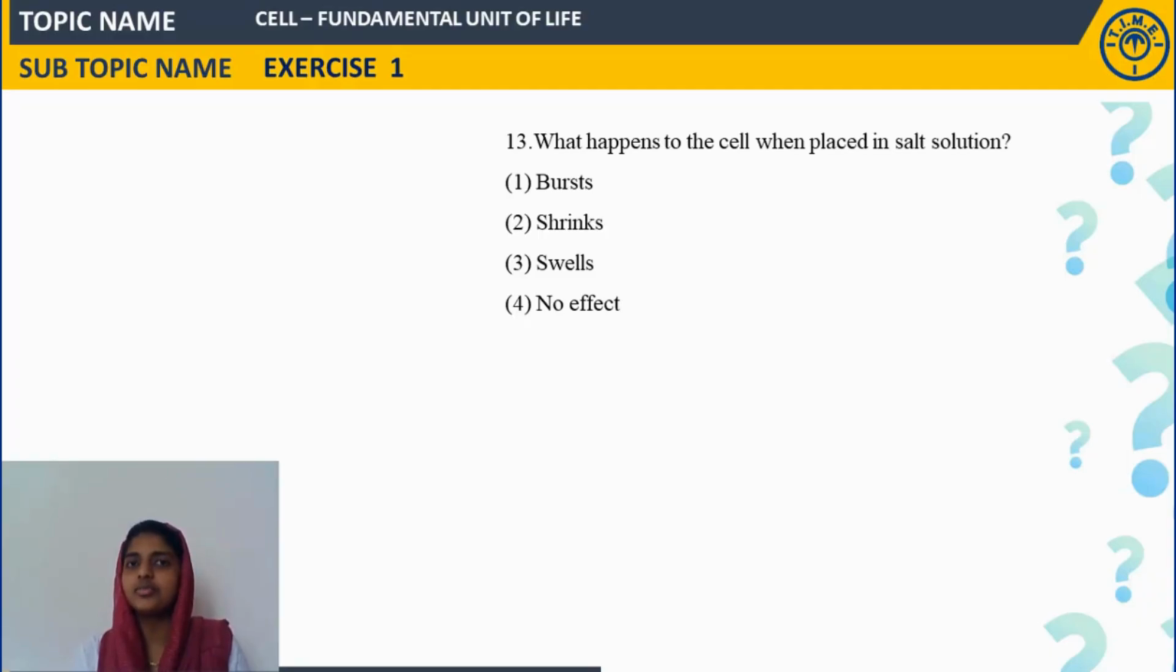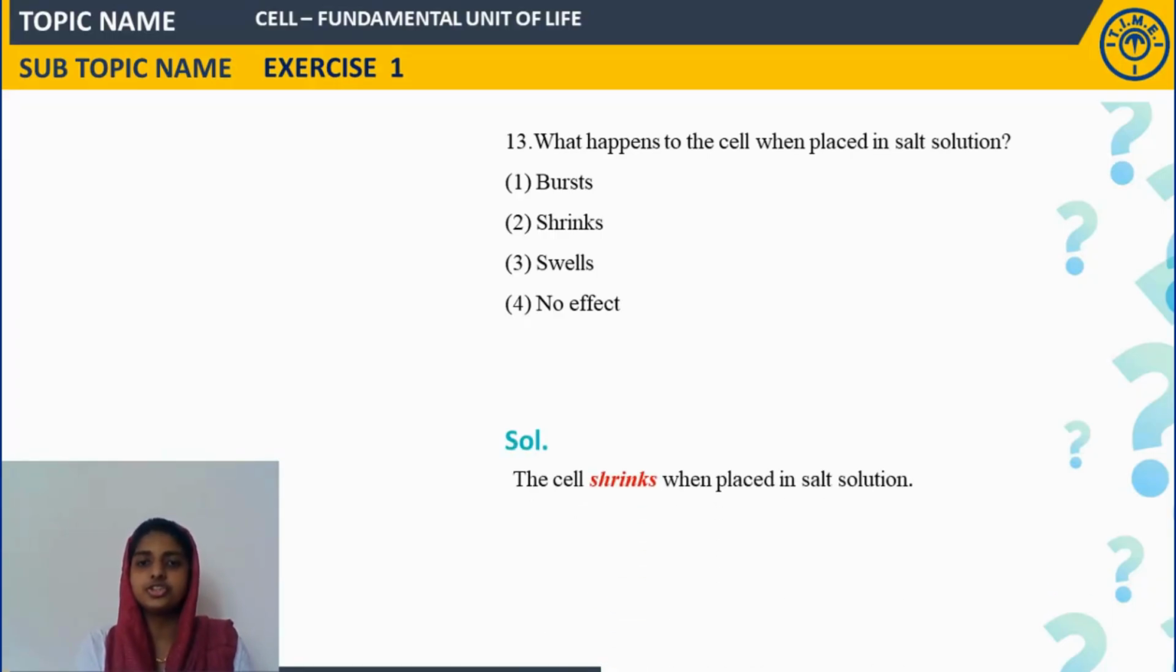I think you can recall all that I have taught you. So when a cell is placed in a salt solution, or a hypertonic solution, exosmosis takes place and water starts to move out of the cell. So the cell starts to shrink. The answer for this question is option 2, that is shrink.